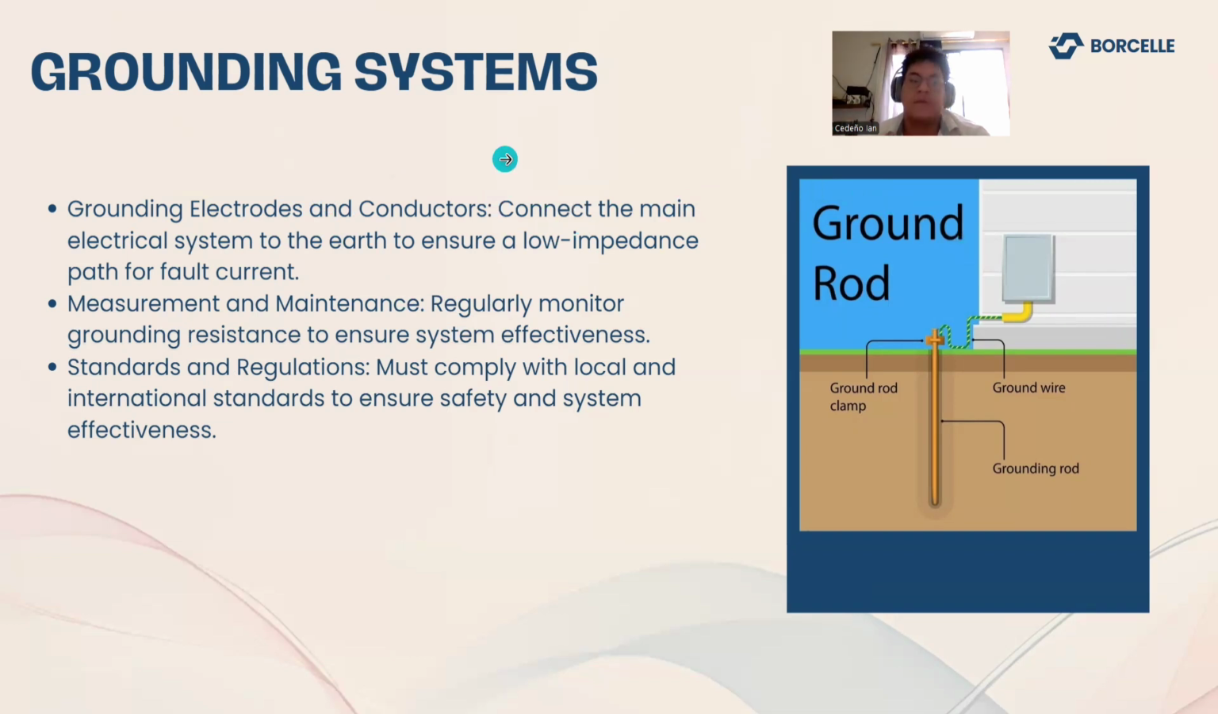The grounding system we have includes grounding electrodes and conductors that connect the main electrical system to the earth, to ensure a low impedance path for fault current, as we have here in this picture. We have how it works: the grounding system, the principal cable to the rod, to the clamp, and the principal cable that is the grounding wire.